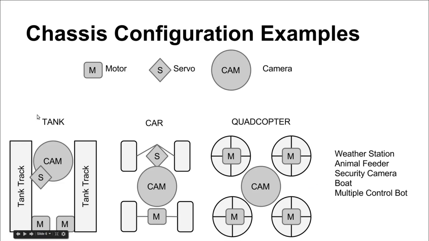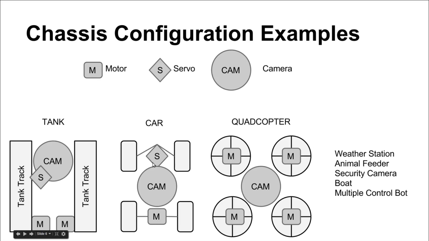If it's used in a tank configuration, you'll normally have 2 motors and a servo to control the camera. Your motors are controlled by pulse width modulation to control the exact speed of the motors, while the servo controls the camera looking up and down.